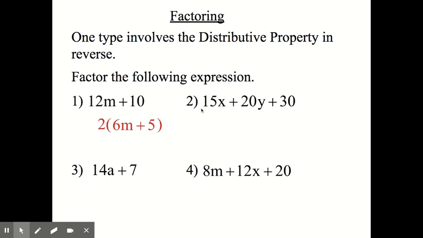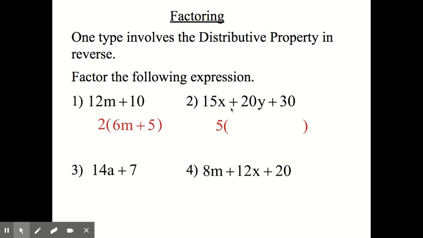Looking at this one, we have 15x plus 20y plus 30. What exists in all three? Okay, well, what exists in all three is 5. 5 exists here, here, and here. So we take the 5 out.